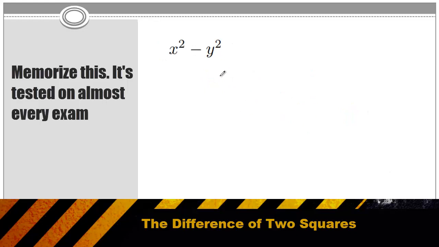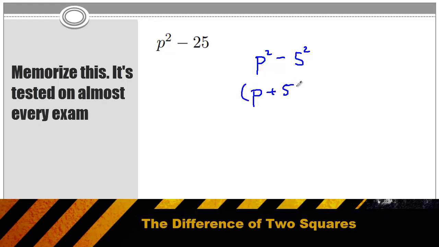So if you see a problem that follows the pattern x squared minus y squared, you need to know that breaks down to x plus y times x minus y. So in this case here, I could rewrite p squared minus 25 as p squared minus 5 squared, which means I have the difference of two squares, and that would factor out to be p plus 5 times p minus 5.